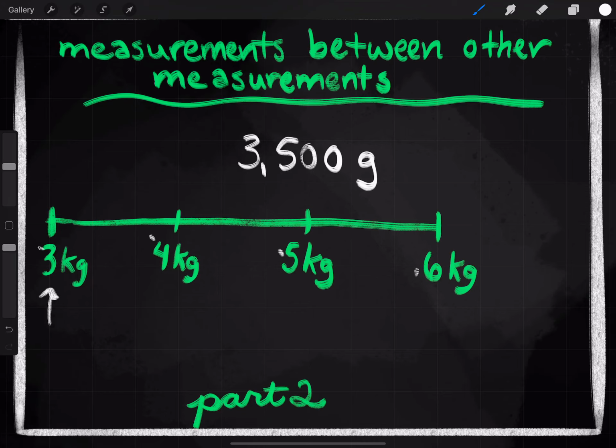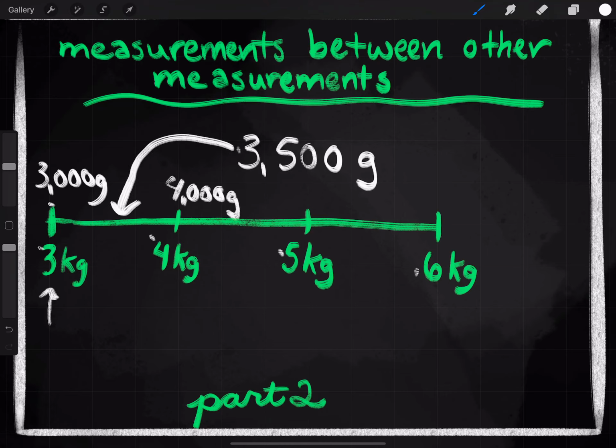Well, I know that 3 kilograms is 3,000 grams, and 4 kilograms is 4,000 grams. So 3,500 grams would be exactly in the middle here.